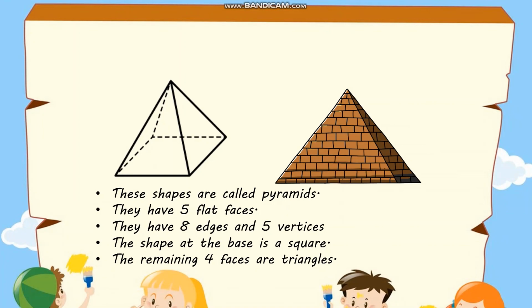This shape is called pyramid, or in other books we call it square base pyramid, since the base of this pyramid is made up of a square. So this shape has flat faces. It doesn't have any curved face. It has 8 edges and 5 vertices. As I've mentioned, the base is a square, while the 4 remaining faces are triangles.